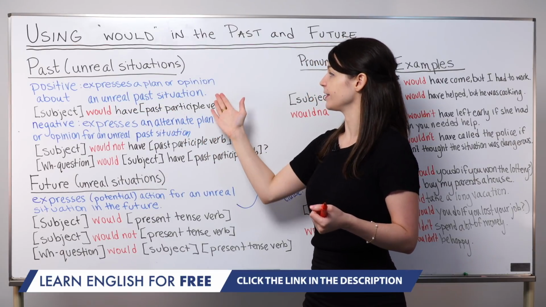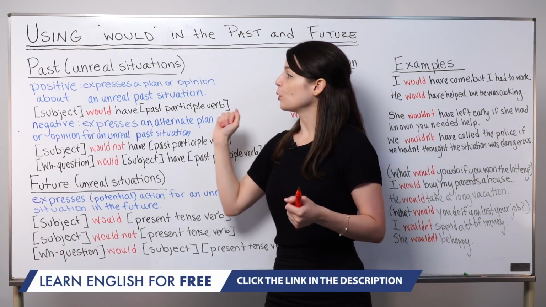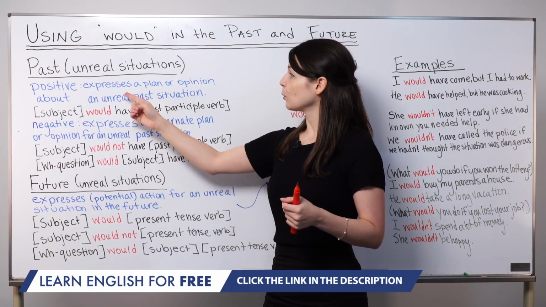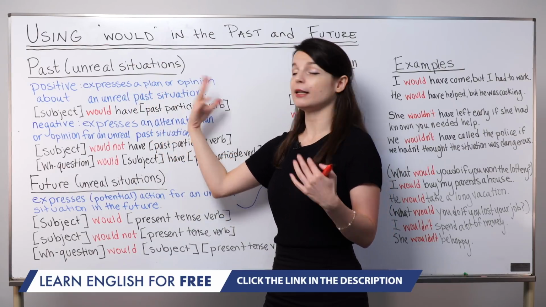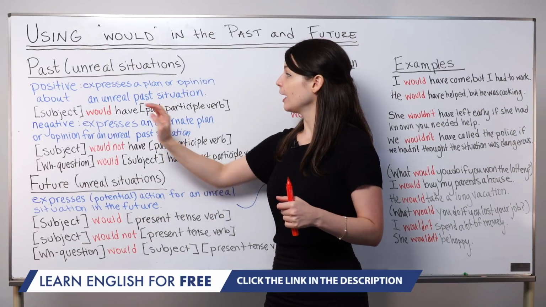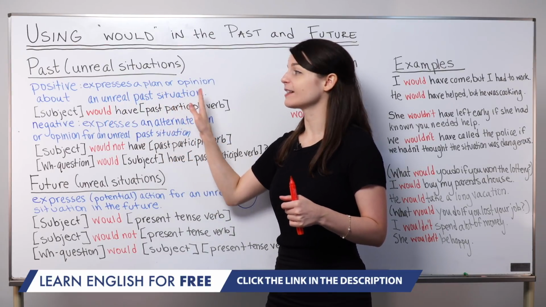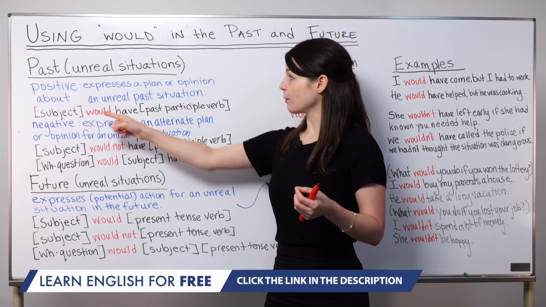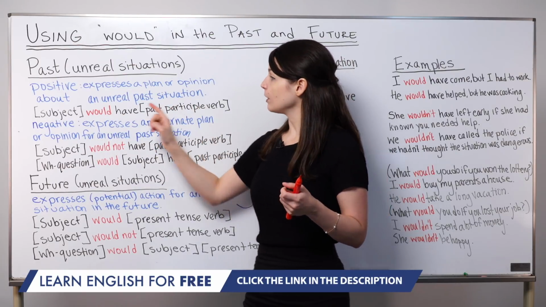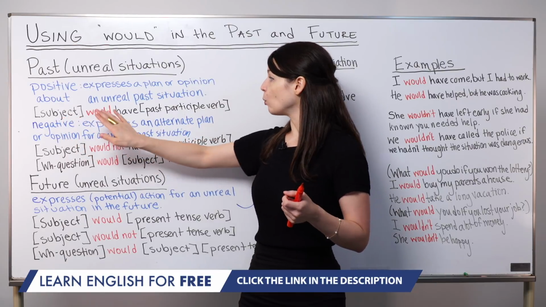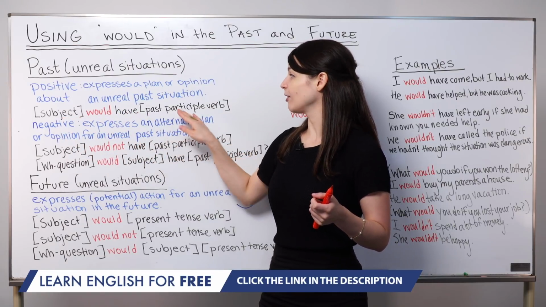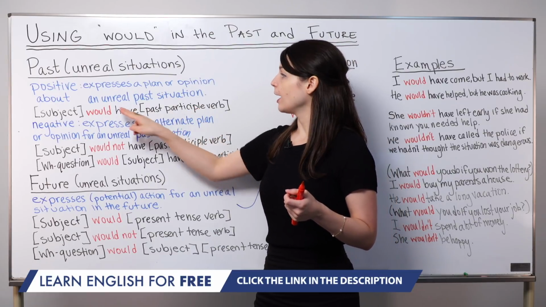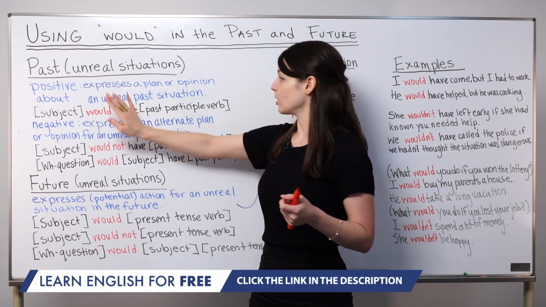Let's look at the positive expression then. So when we make a positive statement using would in the past, we're talking about a plan or an opinion or something similar about an unreal past situation. So we make a statement with a pattern like this. We begin with subject, would have, and the past participle form of the verb. So again, this is for the past use of would.